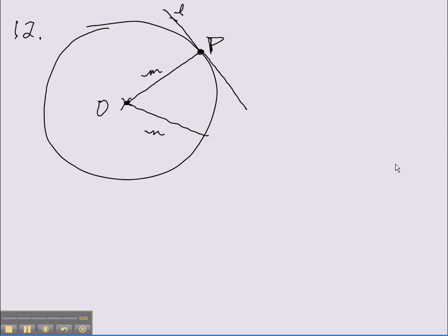Alright, back to practice test 2, starting with number 12. This is section 5 in practice test 2. Point O is the center of the circle. Line L is tangent to circle O at point P. Line M intersects line L at point P. Now remember, this is a right angle. Tangents and radii of a circle are perpendicular.